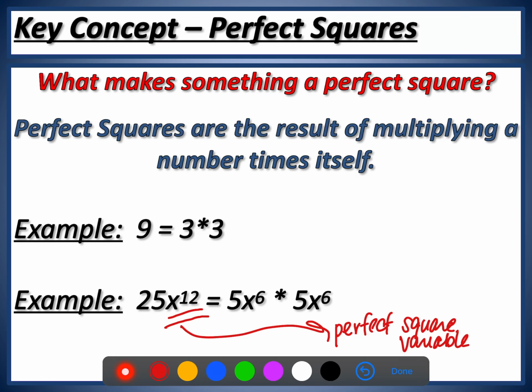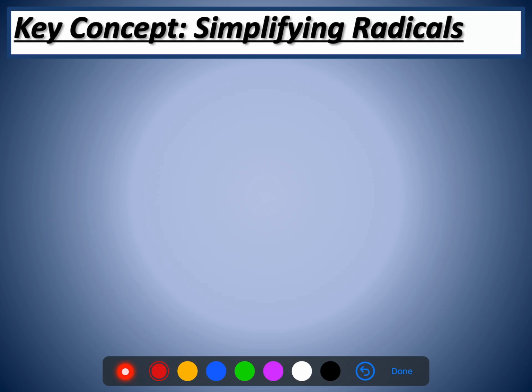Even though 12 is not what we consider to be a traditional perfect square, the way that exponents work is by adding together. Any variable with an even exponent, because that means it can be split in half, is considered a perfect square.